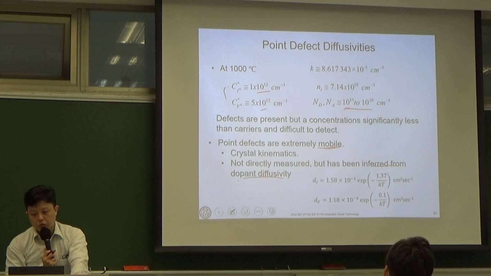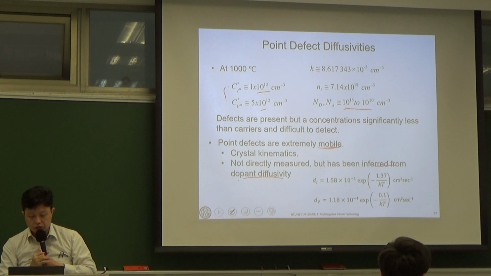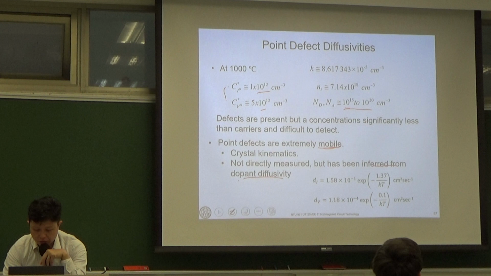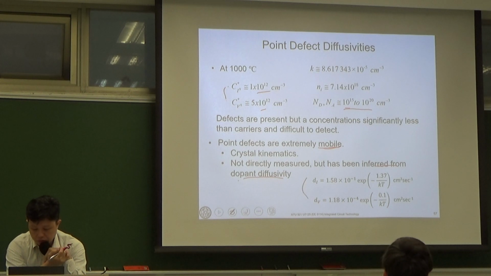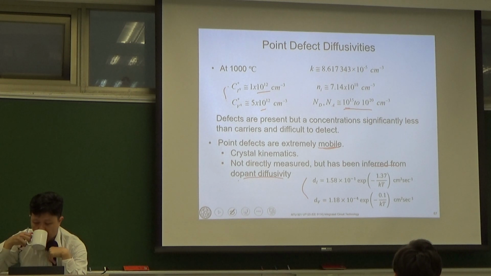So people began to think, okay, what caused this diffusivity to change so much? And so they came up with this defect existing model. So that's the diffusivity of your I and V in your material.